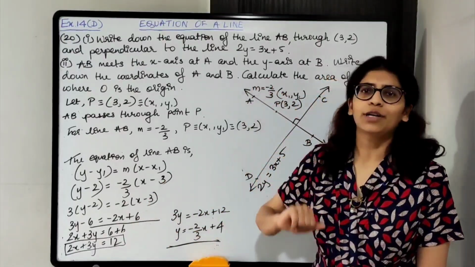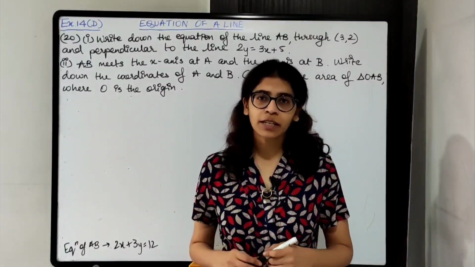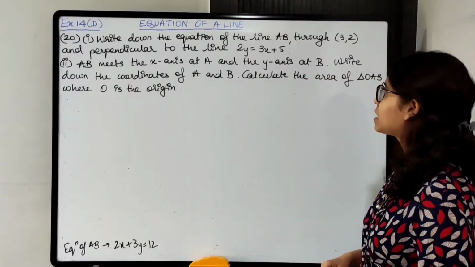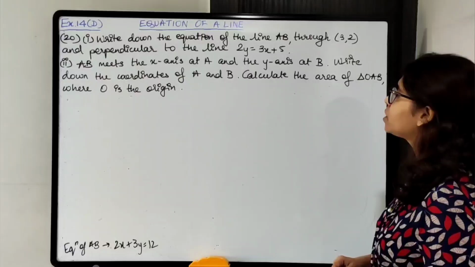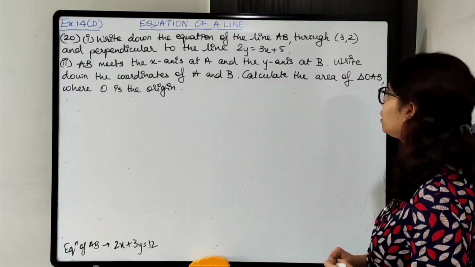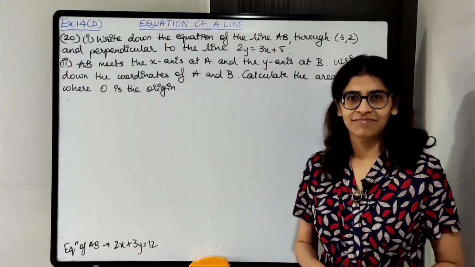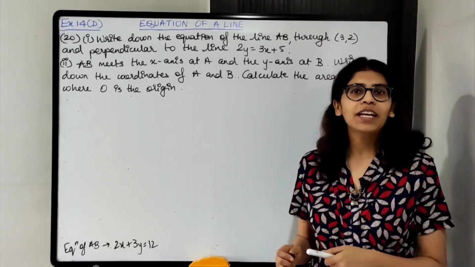Now coming to the second part of the question. AB meets the x-axis at A and the y-axis at B. Write down the coordinates of A and B. Calculate the area of triangle OAB where O is the origin. We are talking about the same line over here.